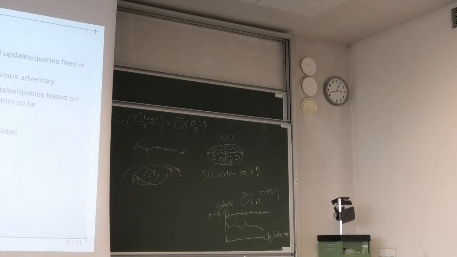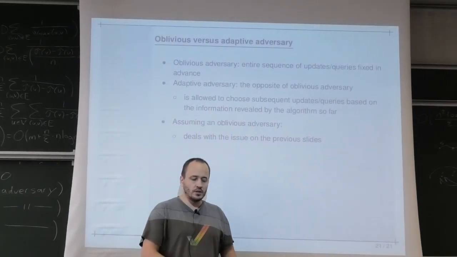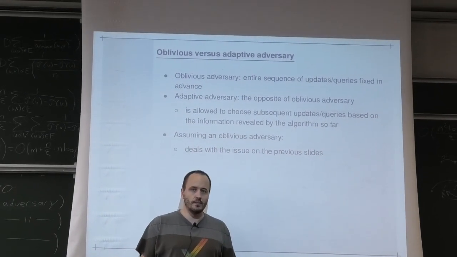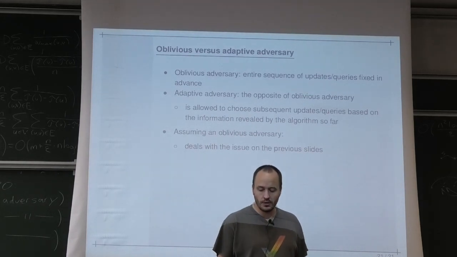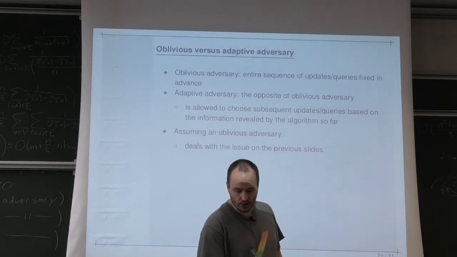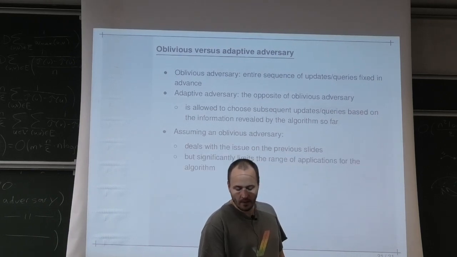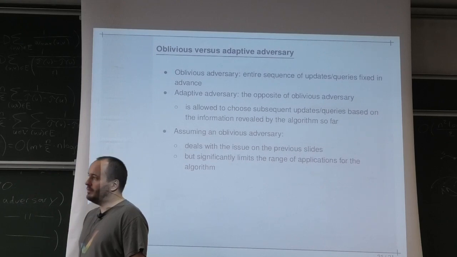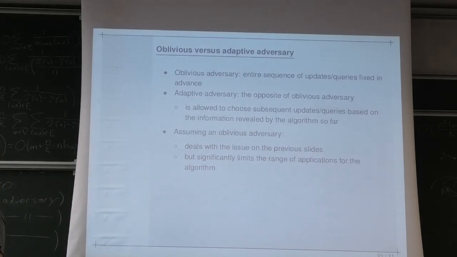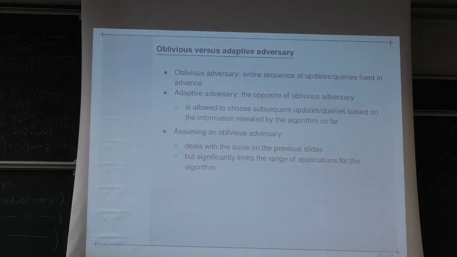Right, so there are two ways around this problem. Either you just assume an oblivious adversary, then it's a weaker result that you show, but you deal with this issue that I showed on the previous slide. But it significantly limits the range of applications. So even if you don't think it's interesting to look at evil human users, think of this case.